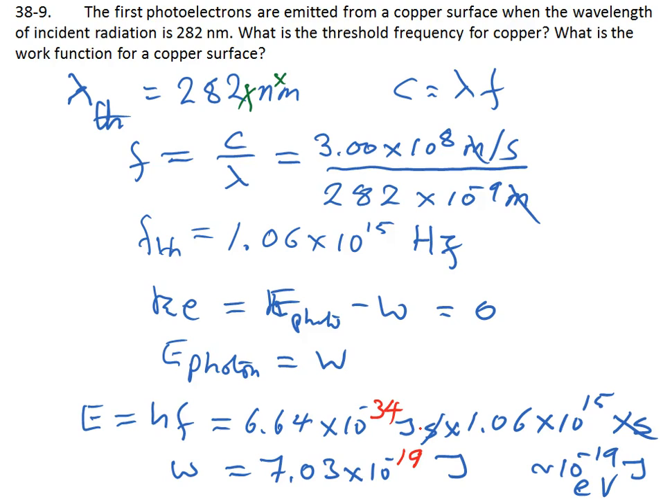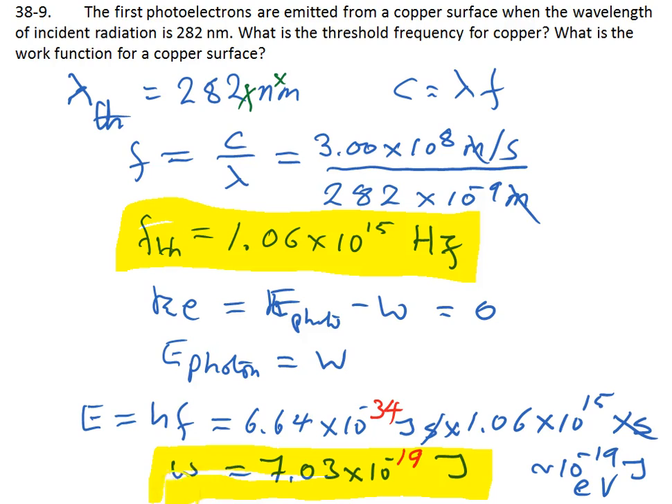Fine. So let's just highlight the answers for the person who has to mark the work. You were asked for the threshold frequency and the work function, and that is what we have calculated. And we're done.